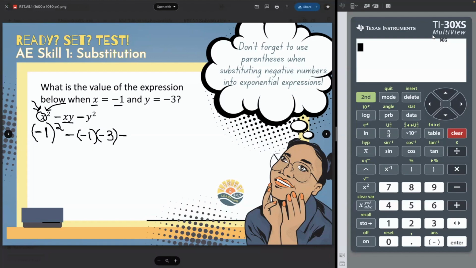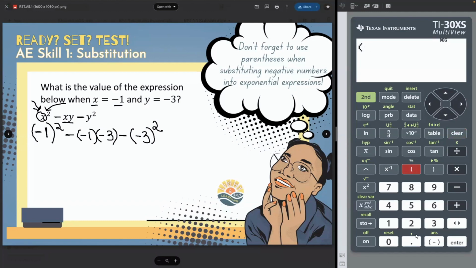Well, remember, if you have a negative that you want to square, it's so important that you put the negative in parentheses. And now that you have this expression, you can type the entire thing into your calculator if you want. Make sure you use the parentheses in your calculator too, guys, or you'll get it wrong.